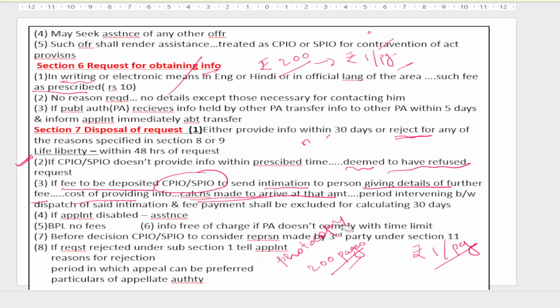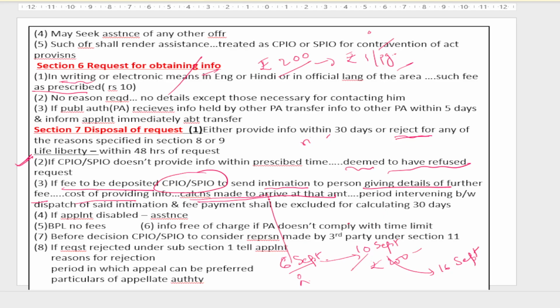Now suppose the RTI application was filed on the 6th of September. The PIO received the application on 6th of September, and now the fees needs to be deposited. So PIO will write to the applicant saying please deposit 200 rupees. Suppose on 10th of September the PIO writes a letter to the applicant asking the applicant to deposit ₹200, and the applicant deposits this ₹200 on 16th of September.